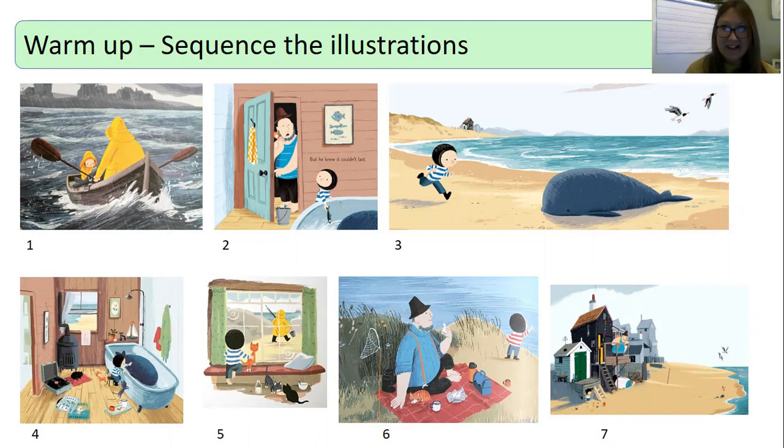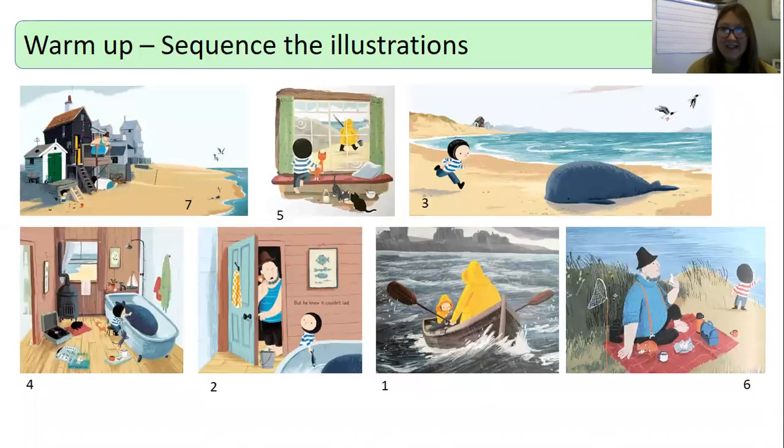Have you finished, everybody? Would you like to see the answers? Let me show you. This is the order you should have had. You should have written down the numbers 7, then 5, 3, 4, 2, 1, and 6. That was the order of the story from the beginning to the end. Well done if you got that right.